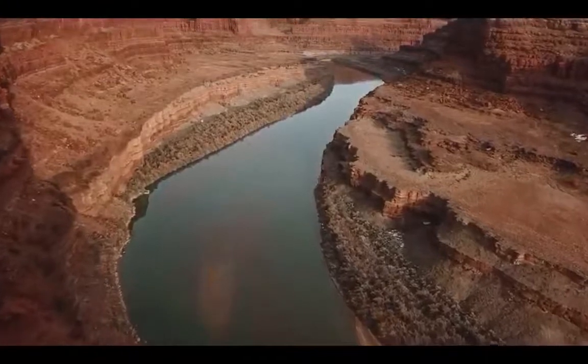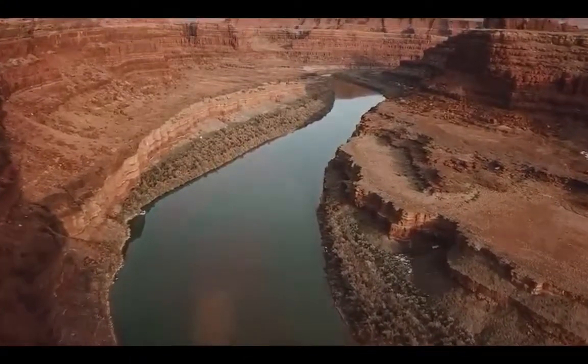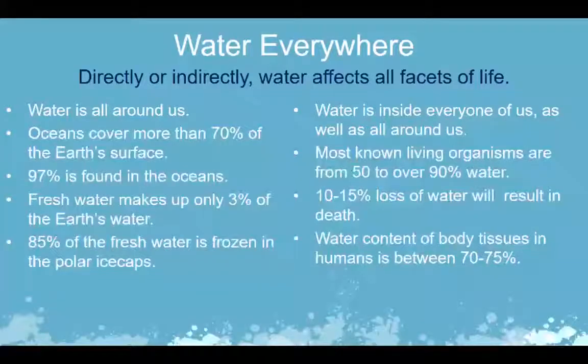So, directly or indirectly, water affects all facets of our life. Water is all around us. Oceans cover more than 70% of the Earth's surface. 97% of the water on our planet is found in oceans. Fresh water makes up only 3% of the Earth's water. And 85% of that fresh water is frozen in the polar ice caps.